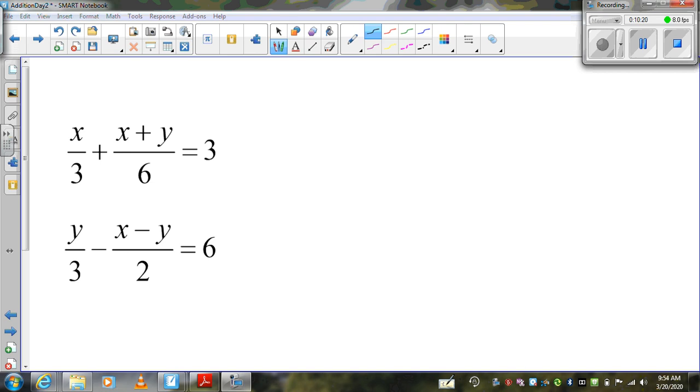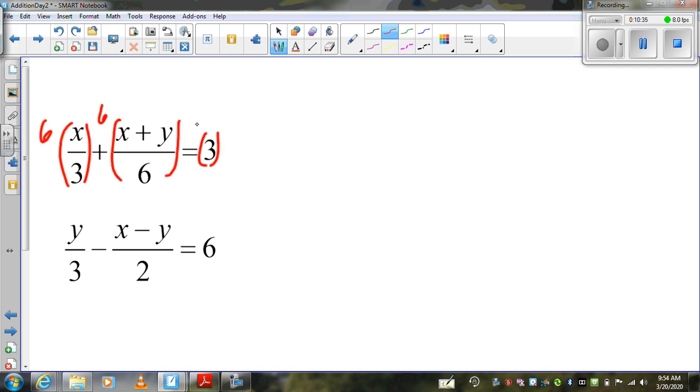Okay, so this is definitely more complicated. What we want to do is we want to get rid of our denominators. So I think what I'm going to do is I'm going to multiply this one by 6. And that's going to give me, let's see, it's in there twice, so it looks like 2x plus, these 6's cancel, x plus y is equal to 18. I'm not loving that. So I think I'm going to combine my like terms here and get 3x plus y is equal to 18. Great.